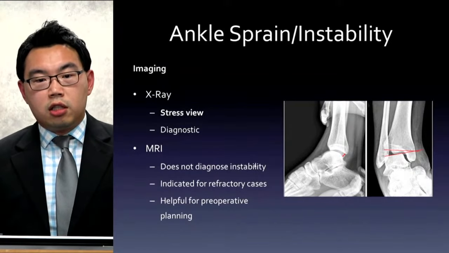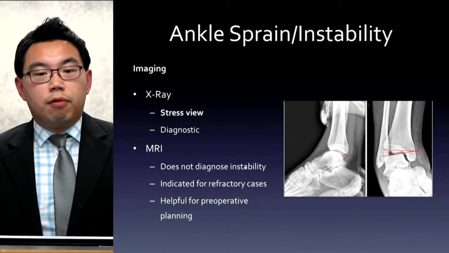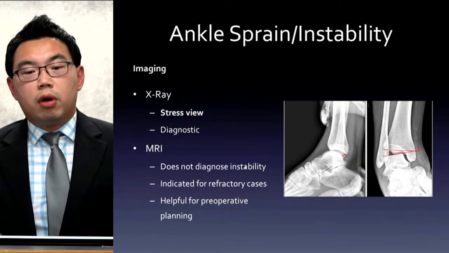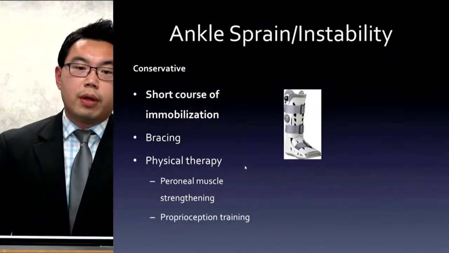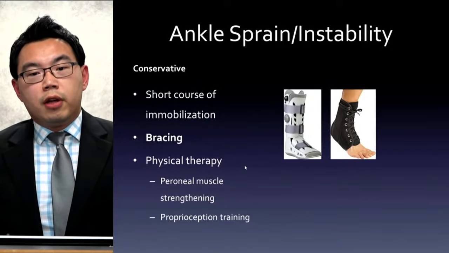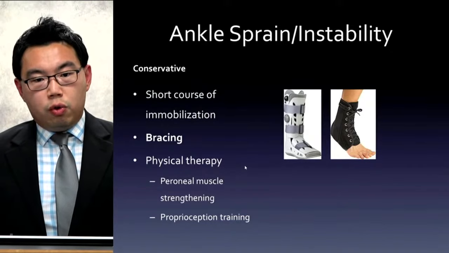MRI is usually not diagnostic, but it's a useful tool to confirm the injury sustained from prior ankle sprains. And usually it's very helpful for us to pre-operatively plan in terms of assessing the quality of the ligaments that remain. Again, what we do from the first line, non-surgical options. If you sprain an ankle, you probably benefit from a short course of immobilization to allow the inflammation to calm down, then eventually transition to some kind of brace so you can walk in regular shoes.